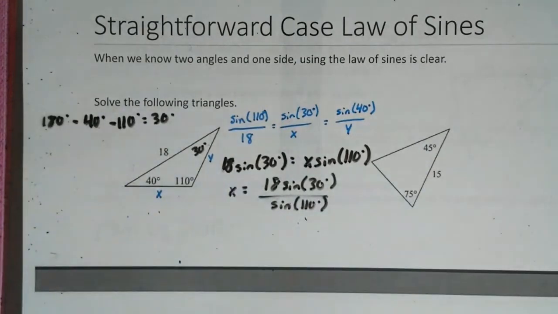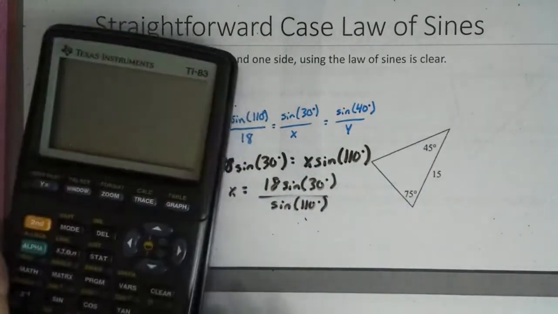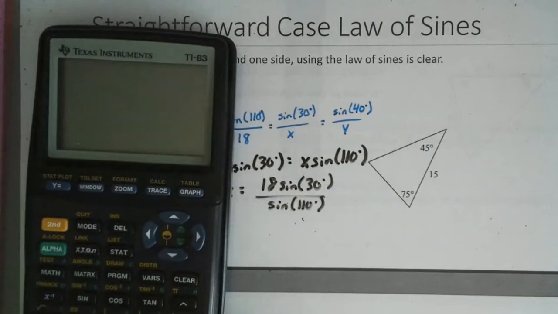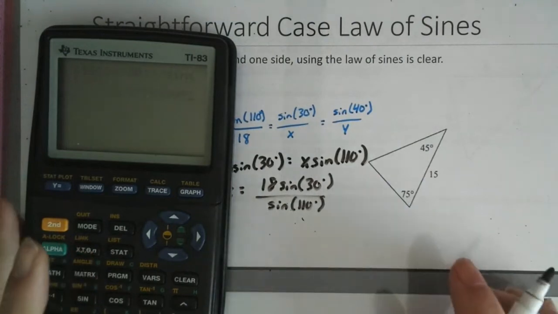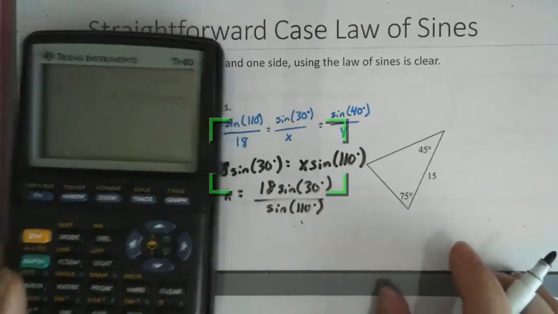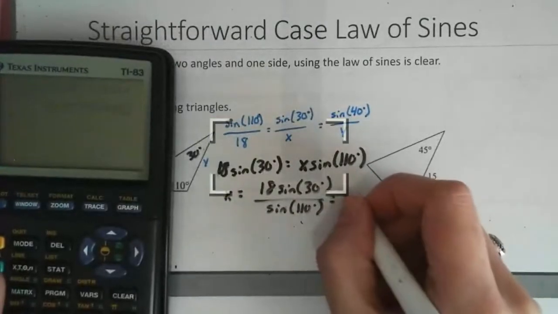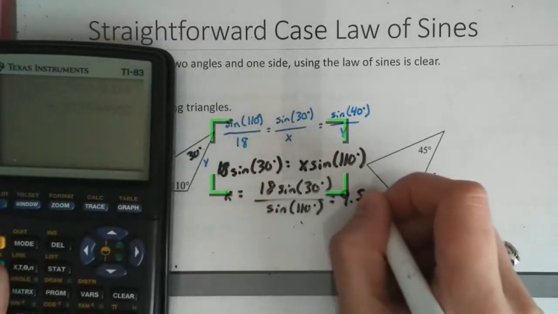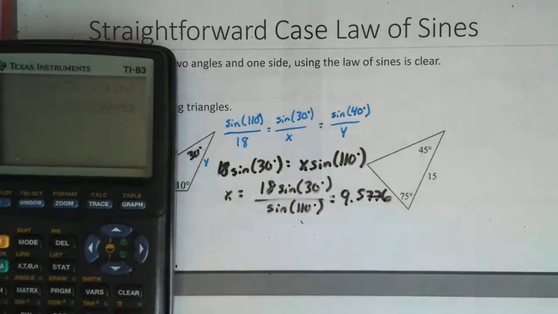I'm going to go ahead and type that in. My calculator is already in degree mode, so I'll have 18 sine of 30 divided by the sine of 110 is equal to 9.5776 if I round to 4 decimal places.